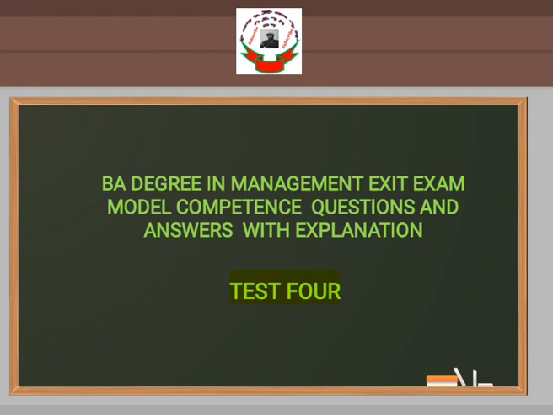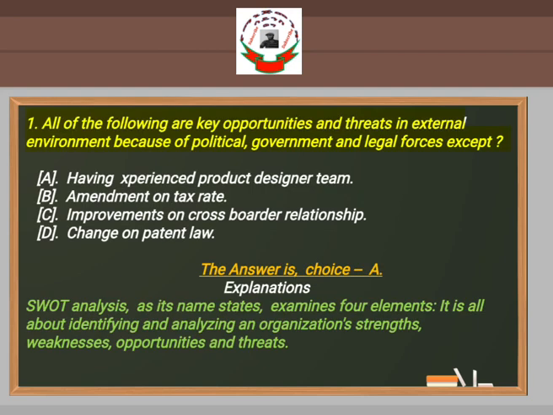Test 4. 1. All of the following are key opportunities and threats in external environment because of political, government and legal forces except A. Having experienced product designer team. B. Amendment on tax rate. C. Improvements on cross-border relationship. D. Change on patent law. The answer is choice A.